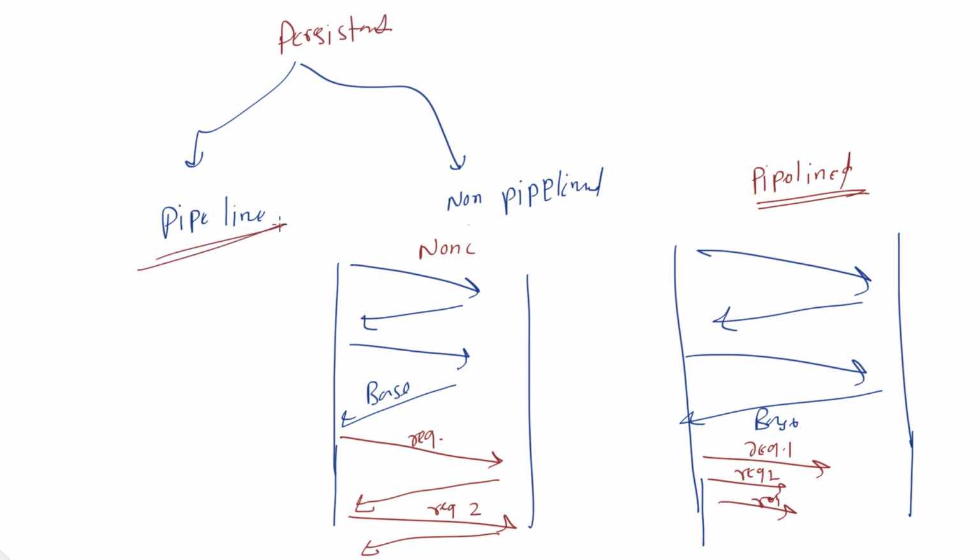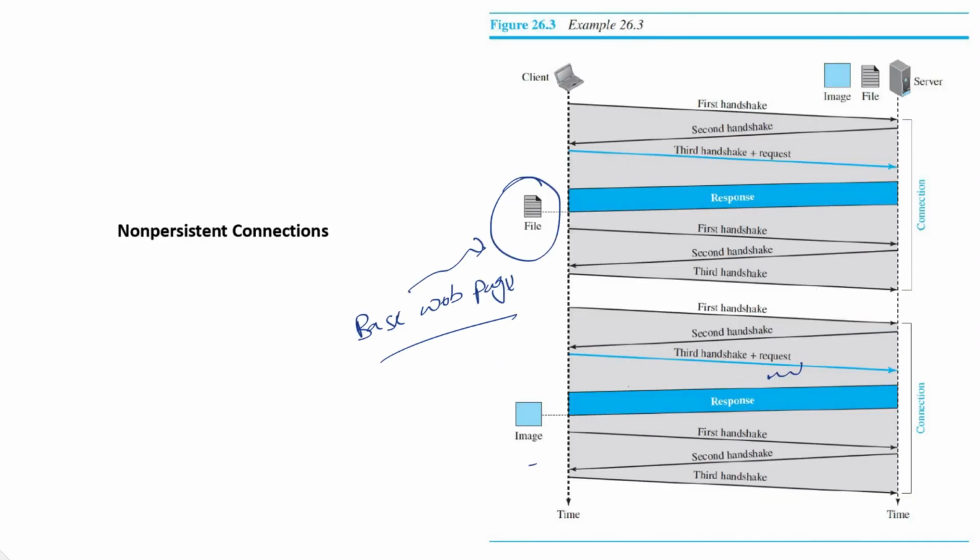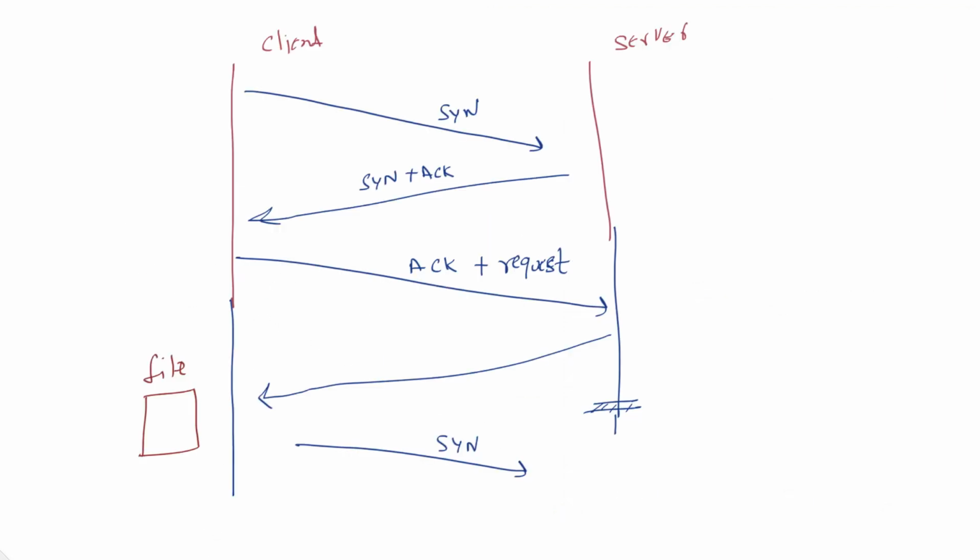Persistence comes with two flavors, pipeline and non-pipeline. Non-pipeline means you request, get the object, then request again, get the object, then request again. In pipeline fashion, you request all of the objects at once. And non-persistent says that once you get one object, close the connection, then open the connection again and get the object, close the connection, like that. So clearly this is the overhead, and this is what we were using earlier.